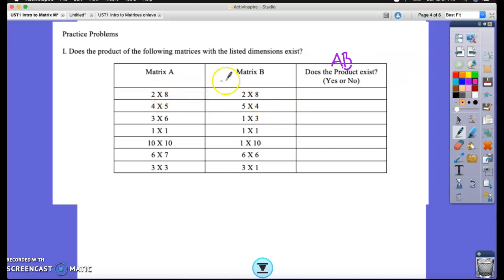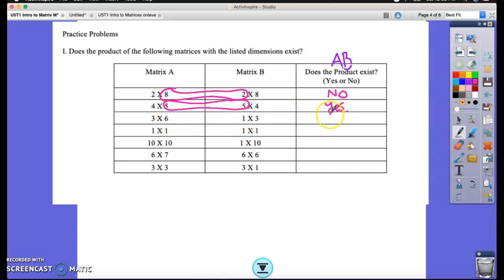So if I have a 2 by 8 times a 2 by 8, they match, but I care about the end of the first, the beginning of the second. Are these compatible? Womp, womp, womp. Sorry, no. What about a 4 by 5 and a 5 by 4? The 5 and the 5 match. So, yes. If at any time you want to pause this and check before I give you the answers, go ahead.